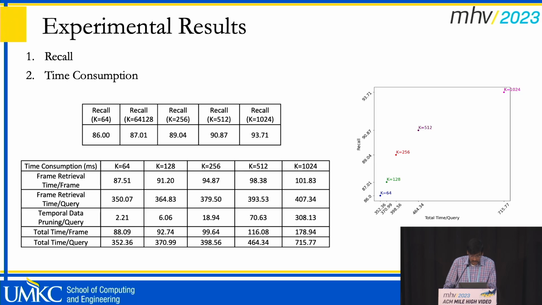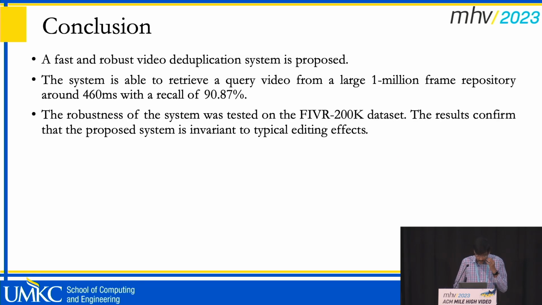And on the right, you can see the plot which shows the total time per query on the x-axis, and on the y-axis, you can see the recall. I'm not sure it's visible properly or not, but the y-axis is recall. And the different dots are the results at different values of k. So it shows the same thing. As we increase k, the time consumption and the recall both increase.